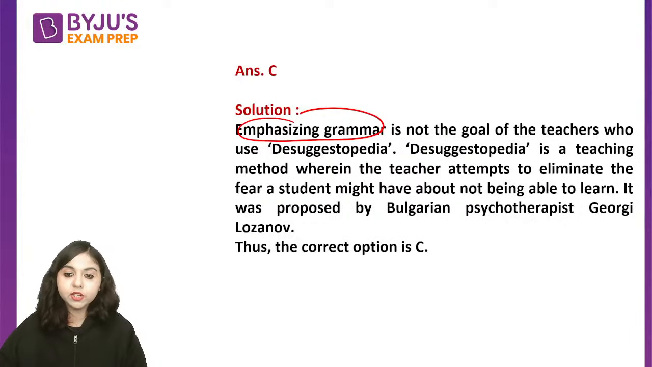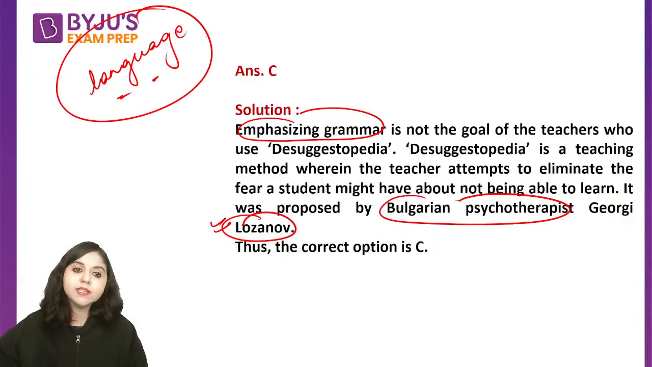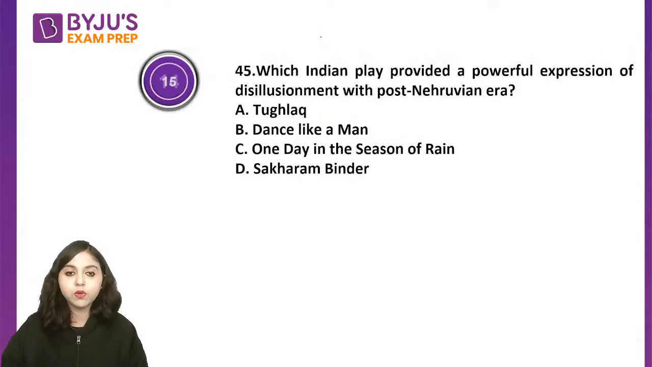Please remember that. Desuggestopedia, Bulgarian psychotherapist Georgi Lozanov. So again, even for your NET or for your PhD entrances, GATE exam, etc., make a proper list of important theories, important theorists who are coming in. Just make a catalog altogether. That will be so helpful.